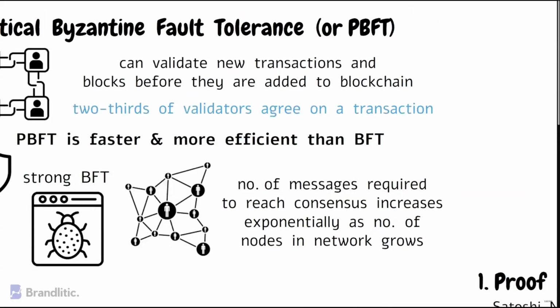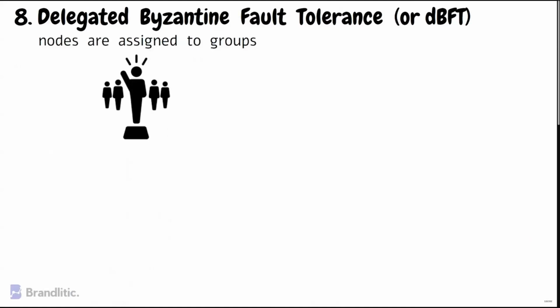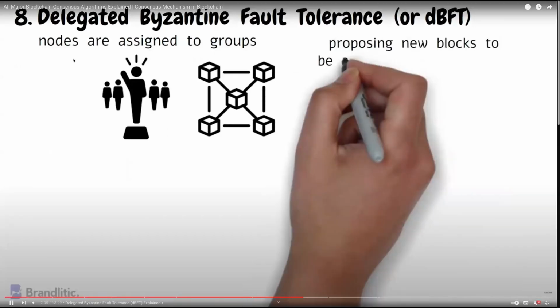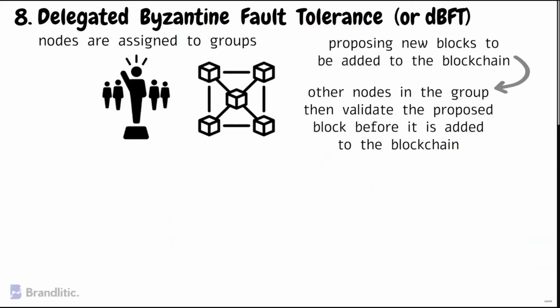Next, number 8, delegated Byzantine fault tolerance or DBFT. It again is a variant of BFT, and here nodes are assigned to groups with each group having a designated leader, which is also known as a delegate. These leaders or delegates are responsible for proposing new blocks to be added to the blockchain, and accordingly, other nodes in the group then validate the proposed block before it is added to the blockchain.